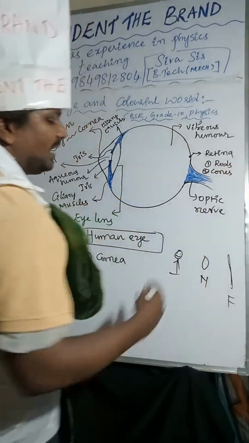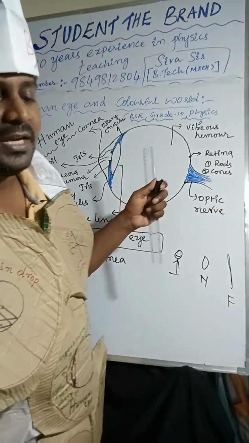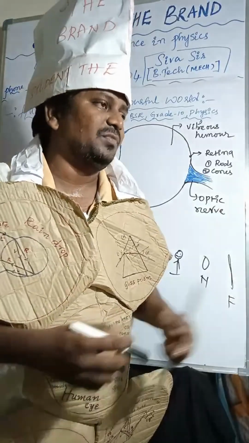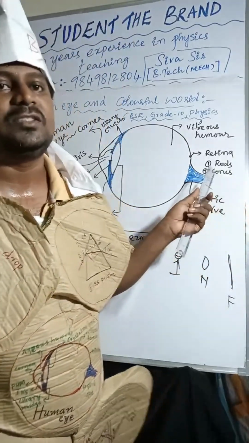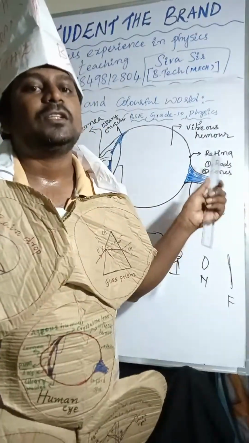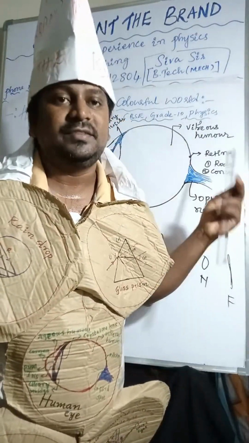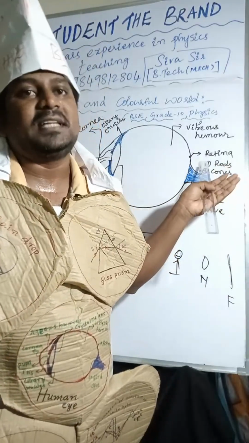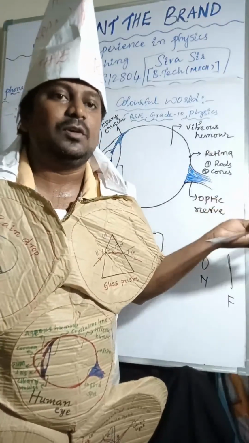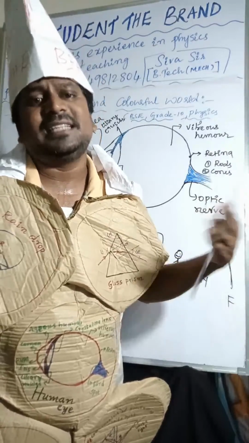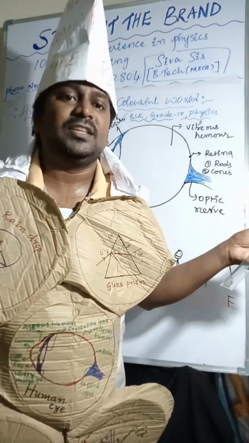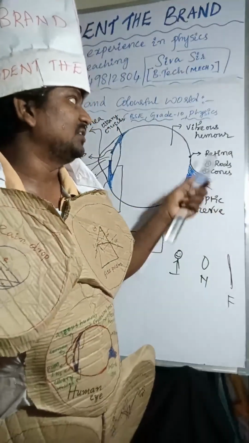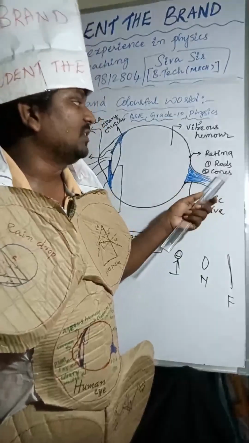Rods sense the intensity of the light. Cones sense the color of the light. Even at night time we are able to see, because if we have more rods, we can see even in night time. If more cones are there, we can see in the daytime, and at the same time identify the colors. Rods sense the intensity of the light. Cones sense the color of the light.